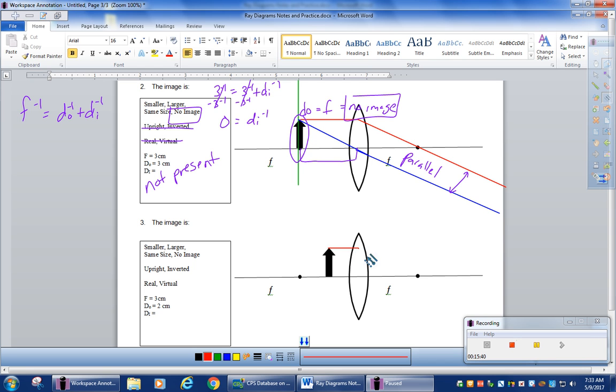My second line is going to be a challenge to draw. In order to draw this one, I would really need my lens to be quite a bit bigger than it actually is. So just to help you visualize it, I'm going to go from that focal point, and I need to cross across the very tip of that lens. So my lens would have to be across the very tip of the arrow. My lens would need to be a lot taller. But once I get there, it would refract and go parallel.